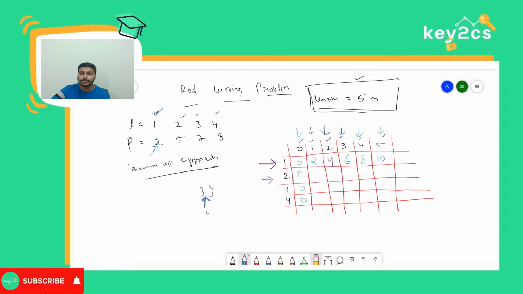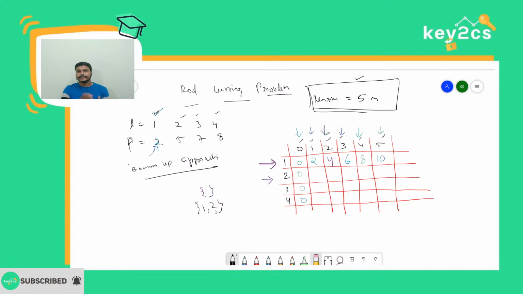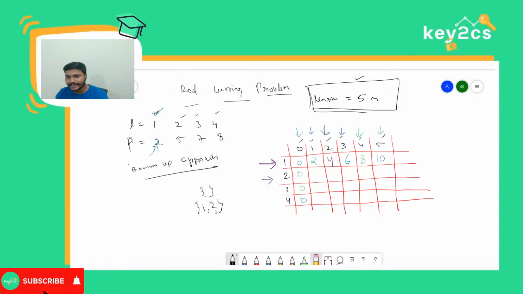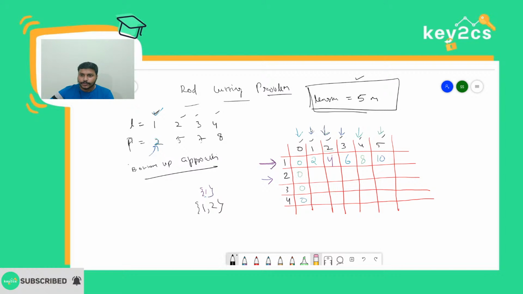When you are moving on to the next row, what does that mean? That means now you have rods of length 1 and length 2, both. You have pieces of rod of length 1 and pieces of rod of length 2. It should be assumed that there are infinite pieces of rod of length 1 and infinite pieces of rod of length 2. There is plenty of rod you can take. Now, you have to sell a total length of 1 meter.